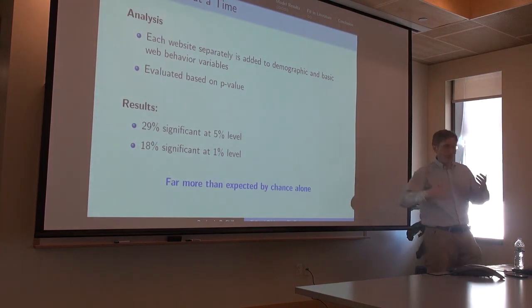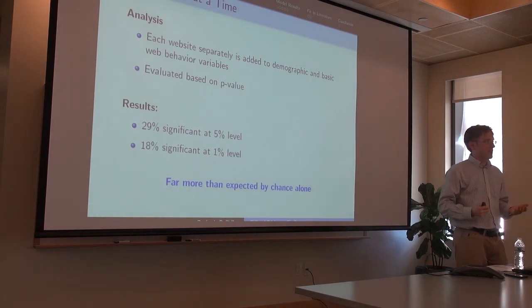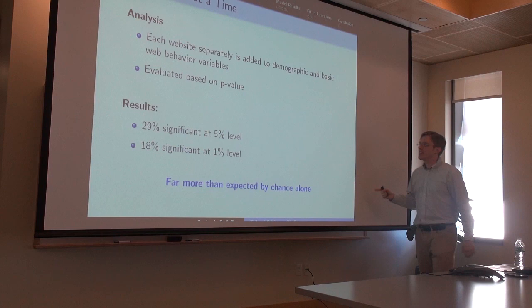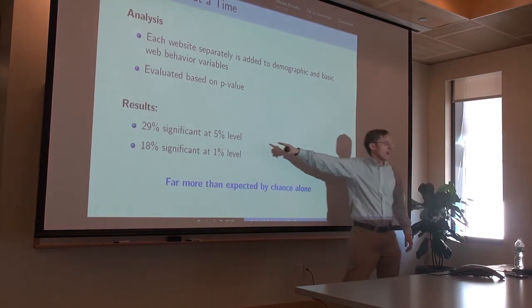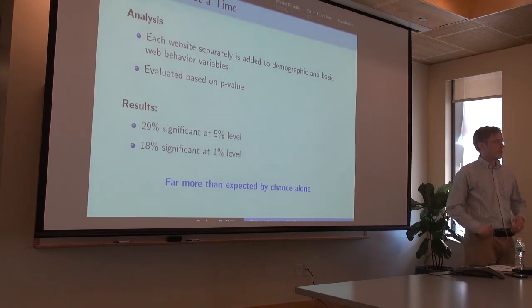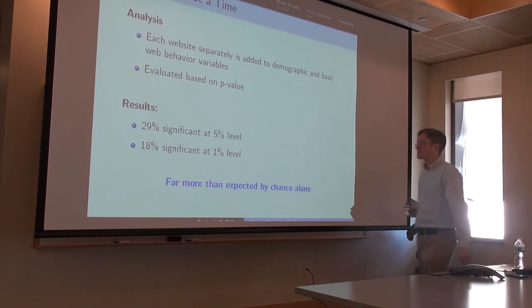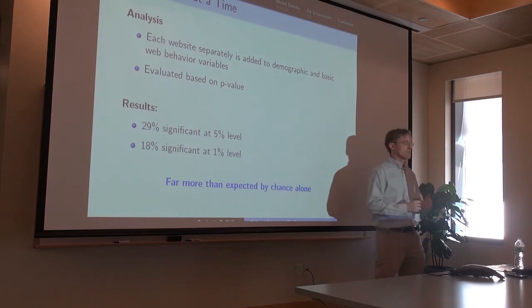So the p-value of 5%, we would expect if they're completely random to occur 5% of the time. I find that 29% of the websites are significant at the 5% level. So far more than expected by chance, which suggests there is some actual information in these websites. They are actually helping predict whether or not someone is a Netflix subscriber.